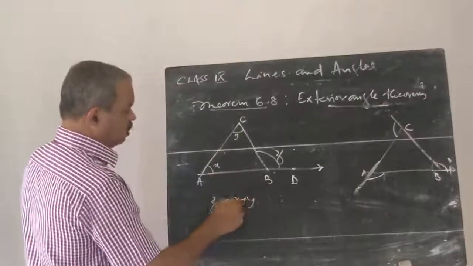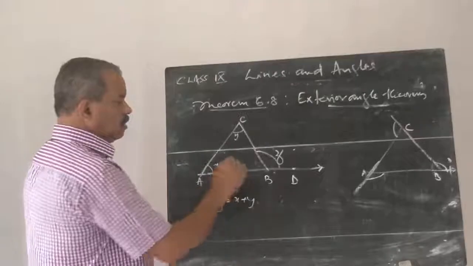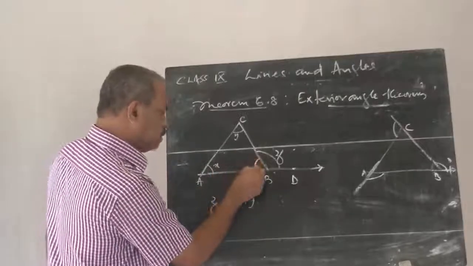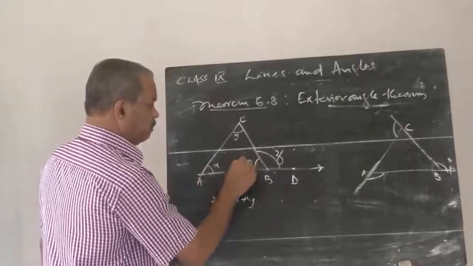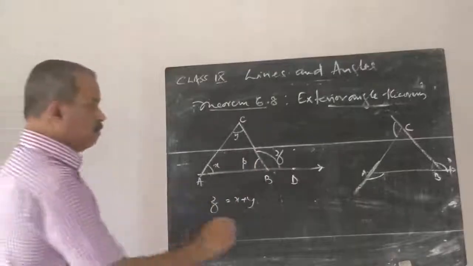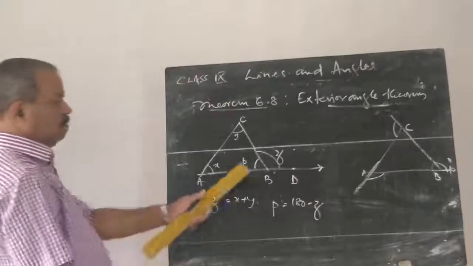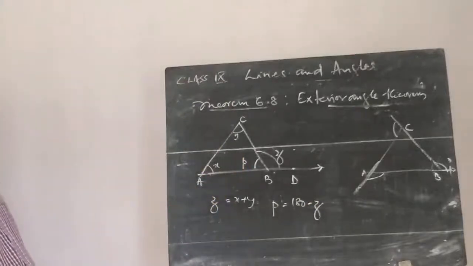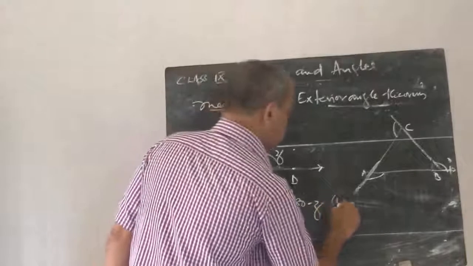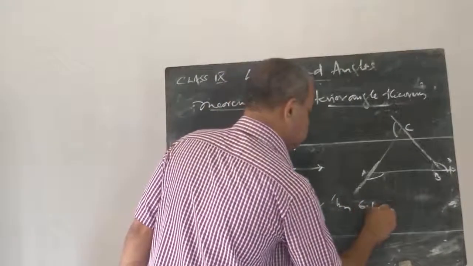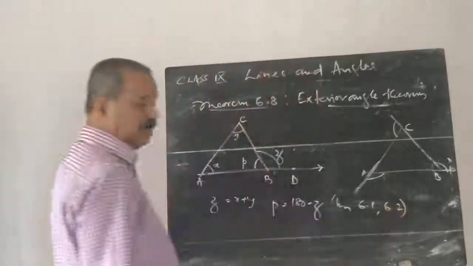We want to show that x plus y equal to z. What is the measure of this angle? Say p. p equal to 180 minus z, by the linear pair axiom, axiom 6.1, 6.2.